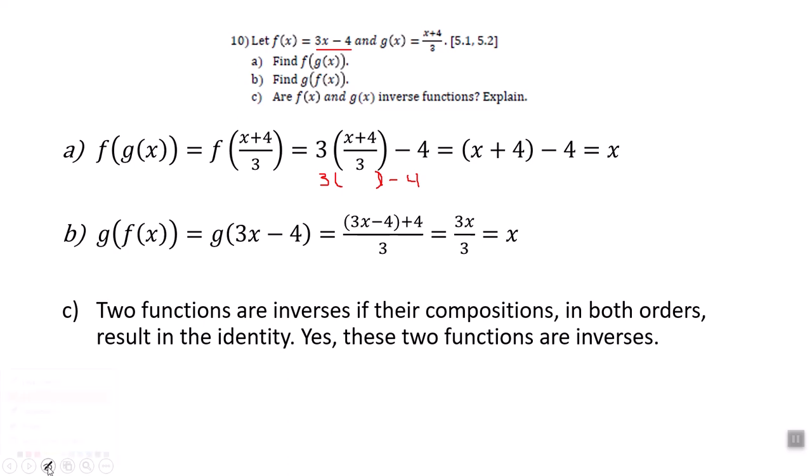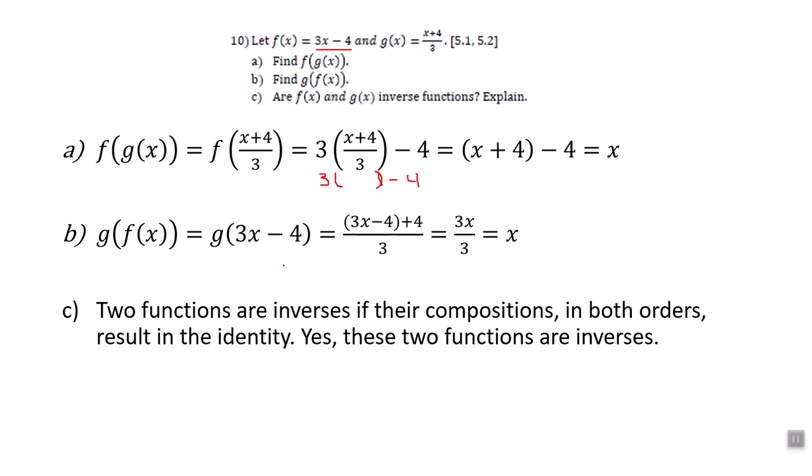Similarly, when I'm doing g of f of x, I'll put f of x. I don't want to call it f of x anymore. That's like when your mom calls you your formal name, but your friends call you whatever your friends call you. That's probably not appropriate for your mom to hear. G of f of x equals g of 3x minus 4.